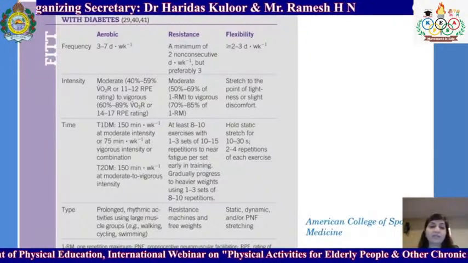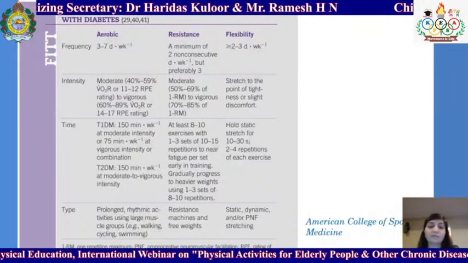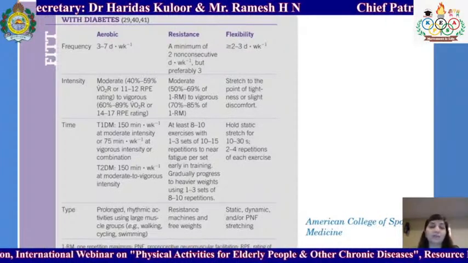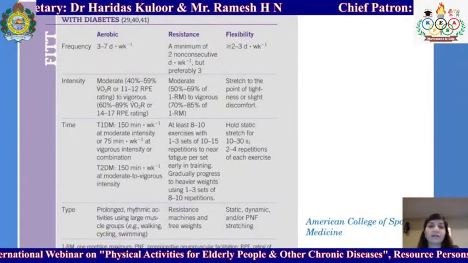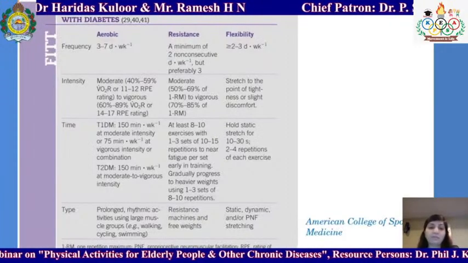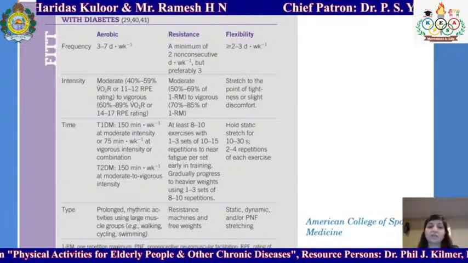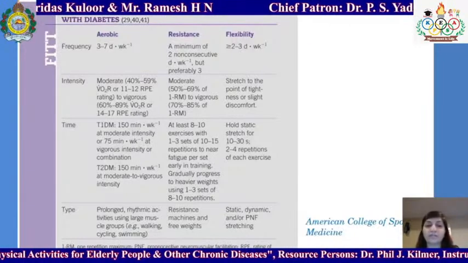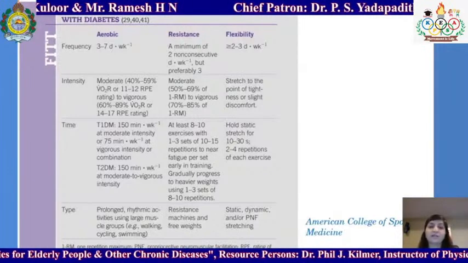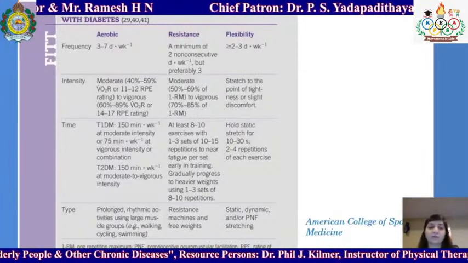For type 2, they say 150 minutes per week of moderate to vigorous intensity exercise involving larger groups. Resistance exercise, at least 2 consecutive days per week, maybe 3, and at least 8 to 10 exercises with 1 to 3 sets of 10 to 15 repetitions. Flexibility exercises, more than 2 to 3 days per week.